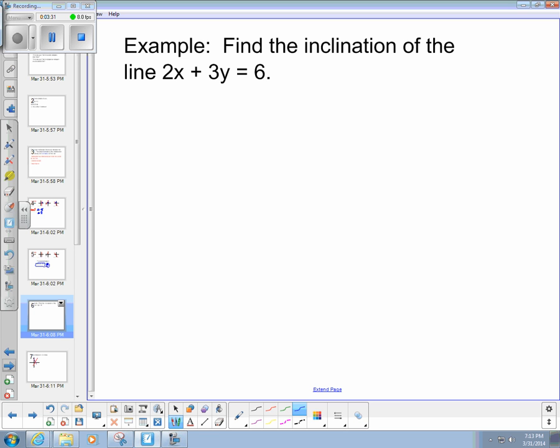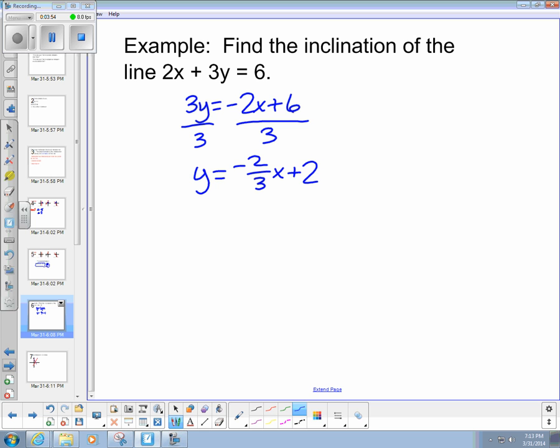So let's look at an example. Find the inclination of this line. First thing we need is the slope. So we're going to have to put this into slope-intercept form so that we can find the value of m. So I'm going to move the 2x to the other side and then divide by 3. So we end up with y equals negative 2/3 x plus 2. And all we really need from this equation is the slope, which is the coefficient of the x, or negative 2/3. Okay. So I'm going to set up my equation: tangent of theta equals negative 2/3.